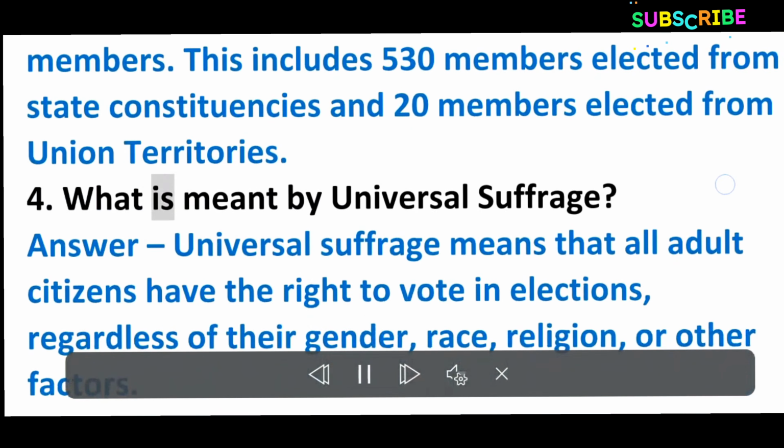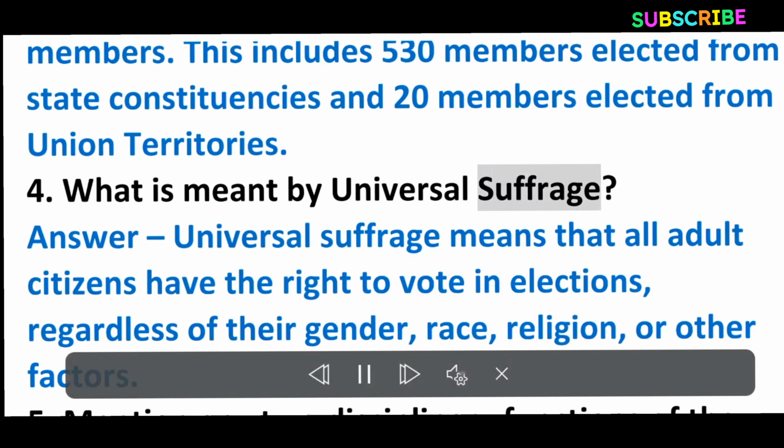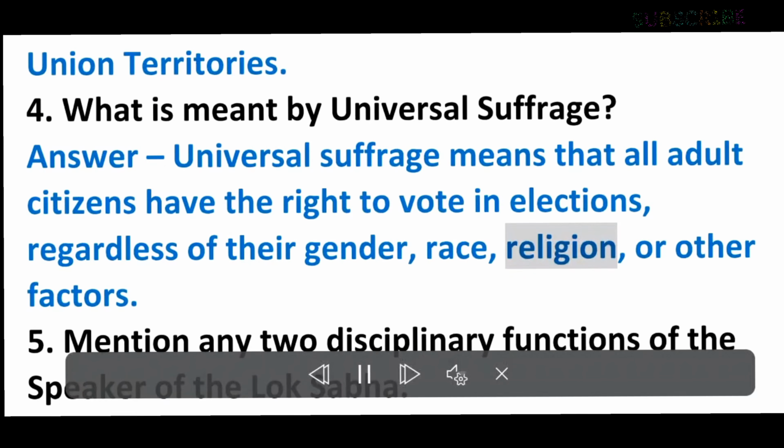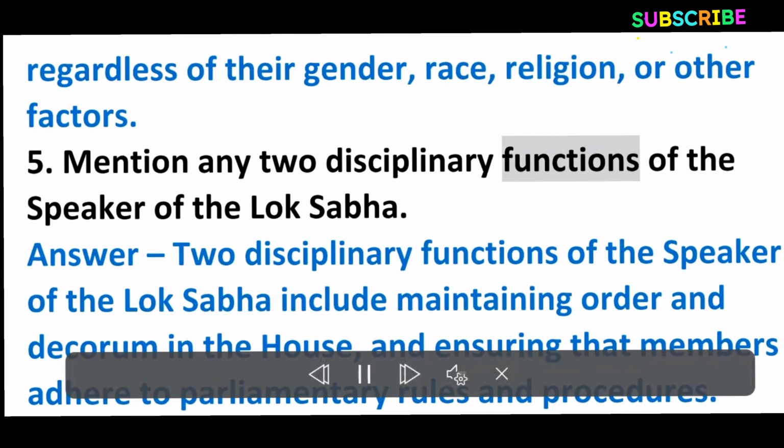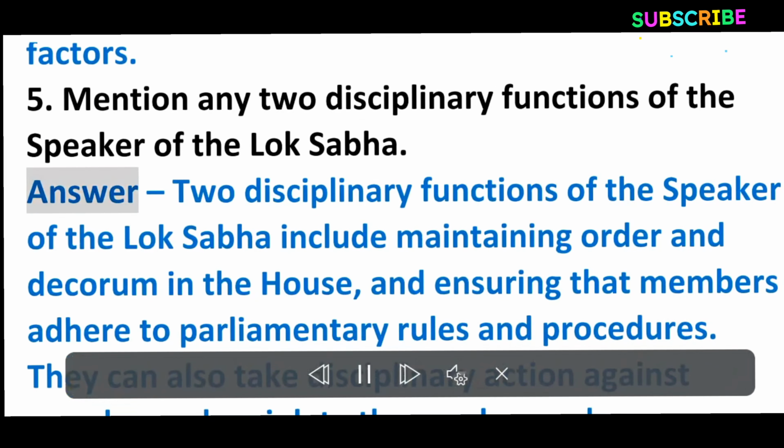4. What is meant by universal suffrage? Answer. Universal suffrage means that all adult citizens have the right to vote in elections, regardless of their gender, race, religion, or other factors. 5. Mention any 2 disciplinary functions of the Speaker of the Lok Sabha. Answer.